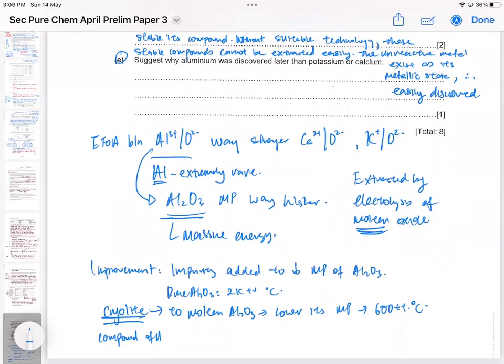So overnight, the price of aluminum plummeted because now it is so much cheaper to harvest your aluminum from the ore, which makes aluminum a so-called not precious metal anymore. Okay, so let me put this in here.